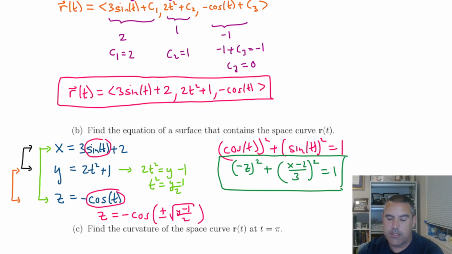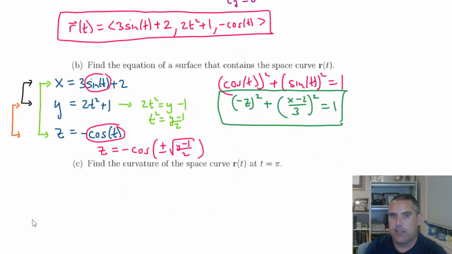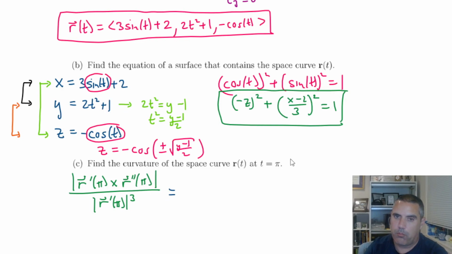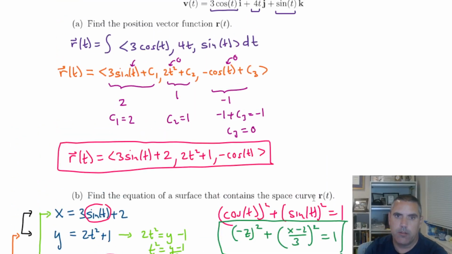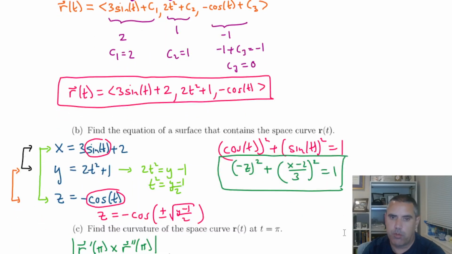Okay, so then it says, what's the curvature at pi? That's a straight computation problem. It's asking for r prime of pi cross r double prime of pi. You get the magnitude, and then you're going to divide by the magnitude of r prime of pi cubed. And so it's a straight plugging in. Now r prime we already know. It's up here. It's what the problem gave us. R double prime we haven't computed yet. So let's just write this.